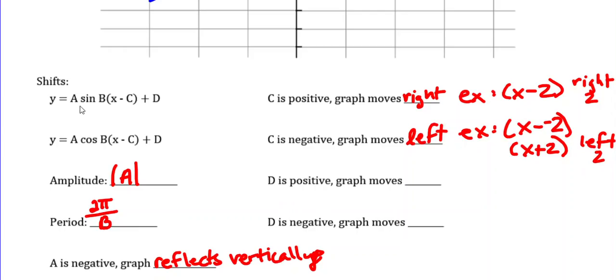Alright, d. If the d is positive and that's outside of the parentheses, the graph is going to move up. And if the d is negative, then the graph is going to move down. So let's see that in some example problems on the next page.